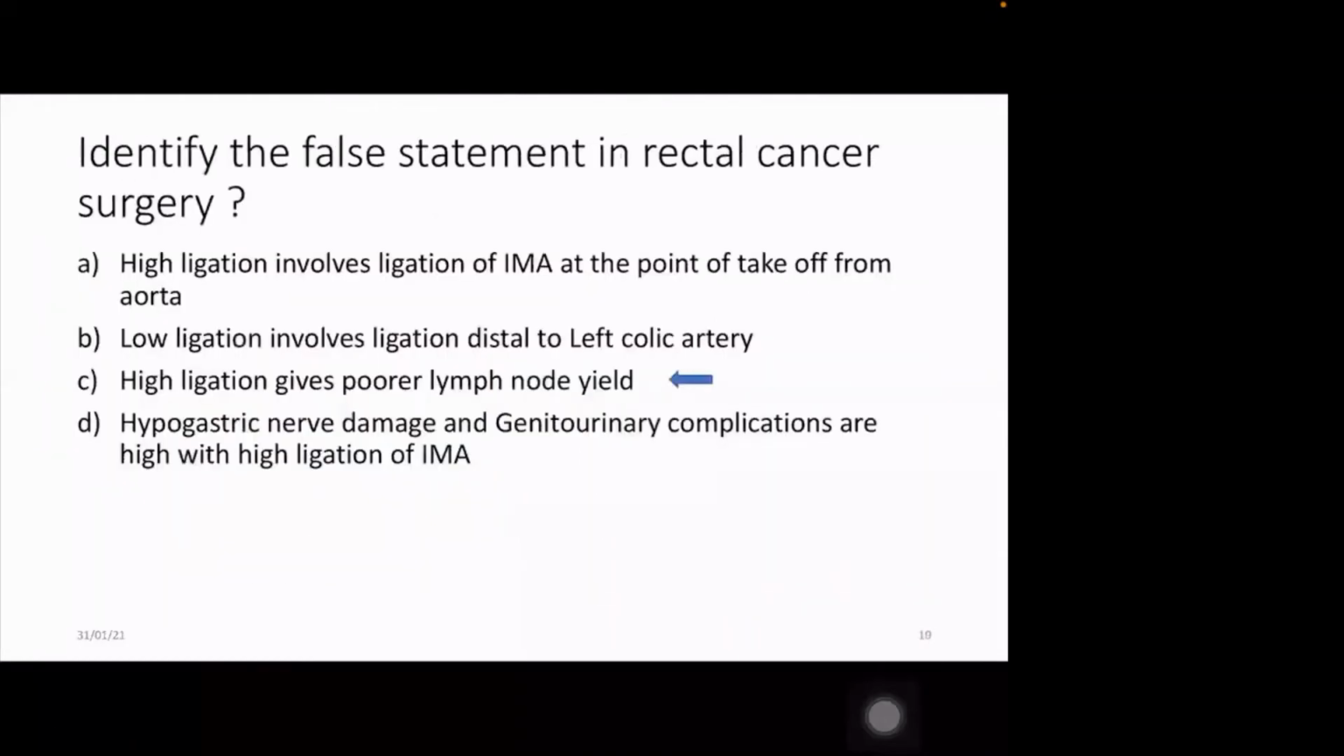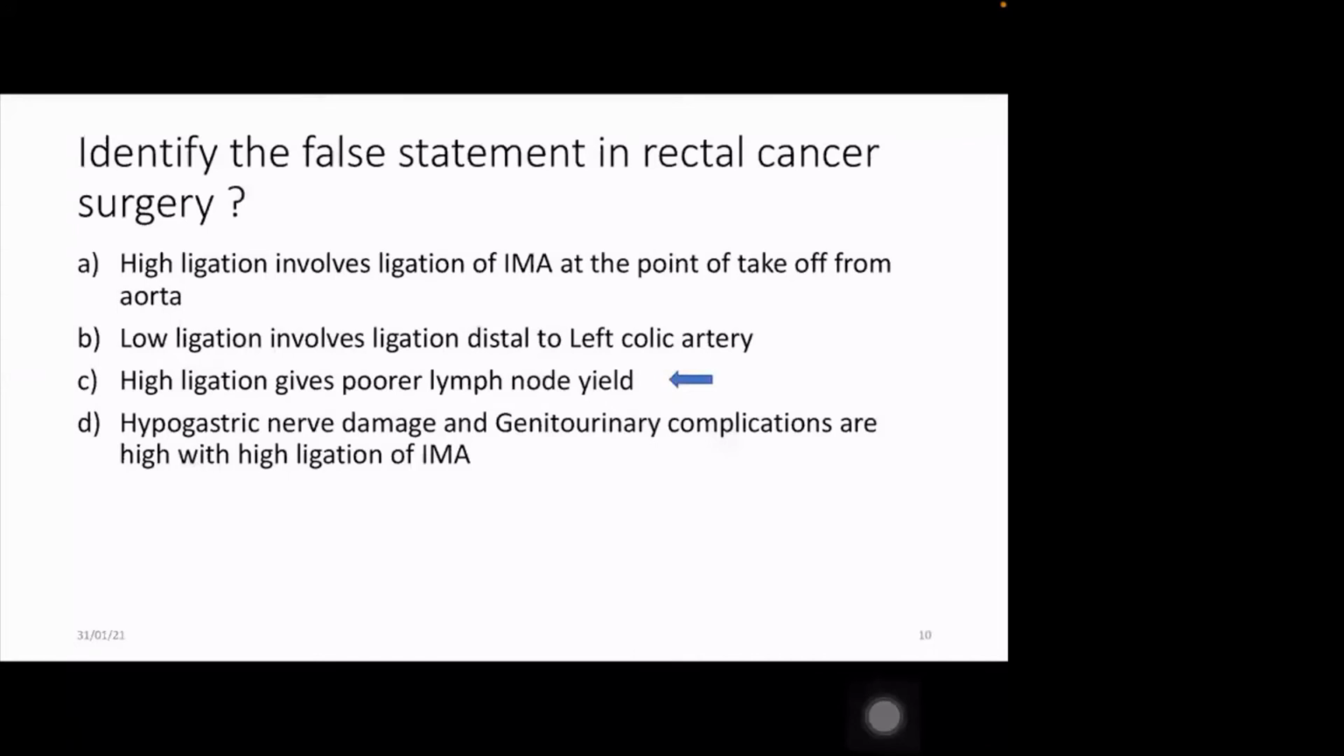Fine. So let's do this MCQ. Identify the false statement in rectal cancer surgery. High ligation involves ligation of IMA at the point of takeoff from the aorta. True or false? True. Okay, good. Low ligation involves ligation distal to the left colic artery. True. Excellent.